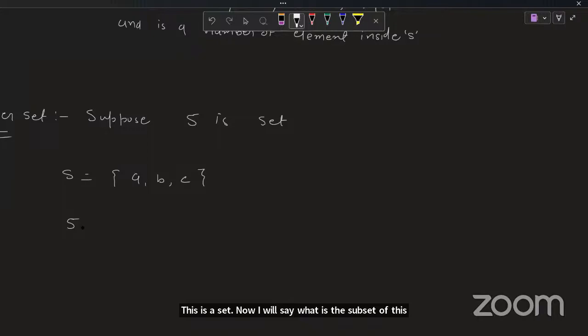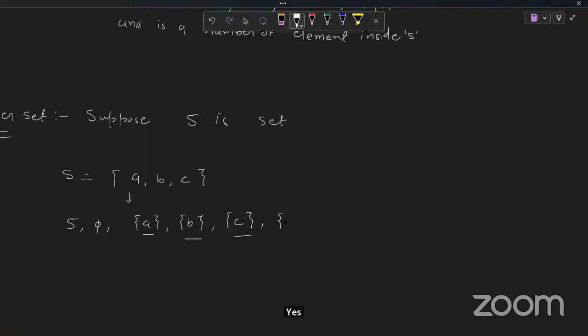Initially we will say S itself is a subset. Then phi is a subset. Then we will take A, a singleton, which means only one element is there. These are the subsets of S. Now let us collect all the subsets of S. Then AC. These are the only possible subsets of S.